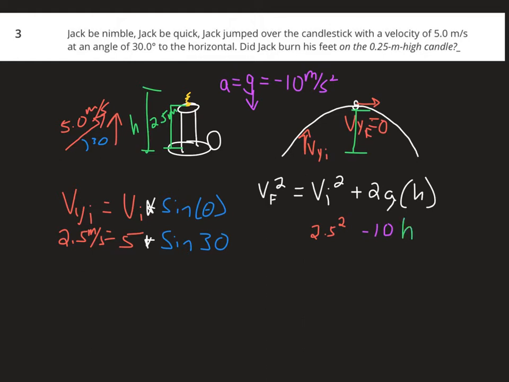By h, and that's going to equal the final velocity, which again is going to be 0 squared. Well, 0 squared is just 0. And then 2.5 squared is 6.25 minus 10h.